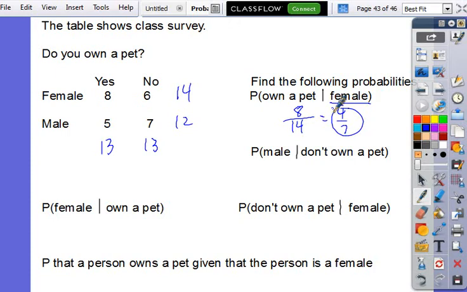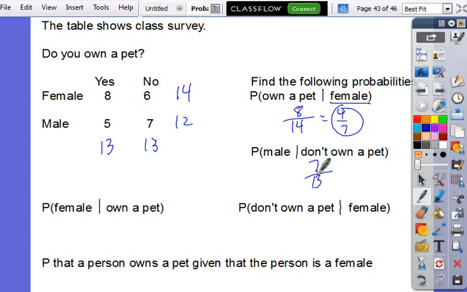All right, so if I'm looking at the next one here, probability of being a male given that they don't own a pet. So what do I start with? You start with don't own a pet. So how many do not own a pet up there? 13. Of those 13 that do not own a pet, how many are male? Doesn't simplify, so I'm done.